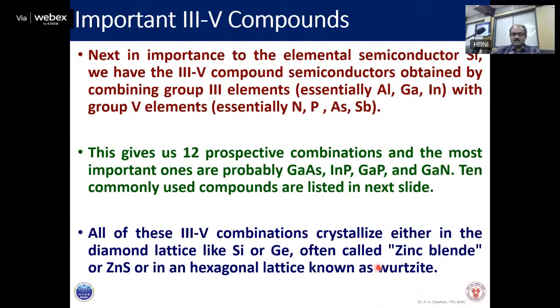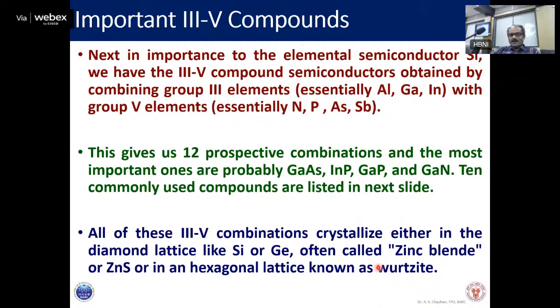All of these 3,5 combinations crystallize either in the diamond structure, like silicon and germanium, or in the zinc blende structure. So how will you differentiate whether it is a zinc blende structure or a diamond structure? If both the atoms are the same size, then it will be diamond. If there is a lot of difference between these two, then it is the zinc blende structure.